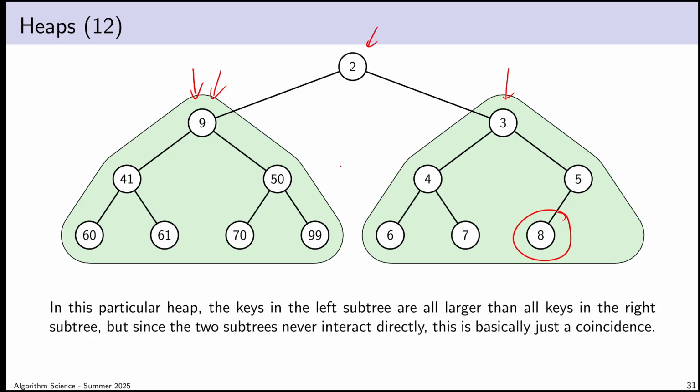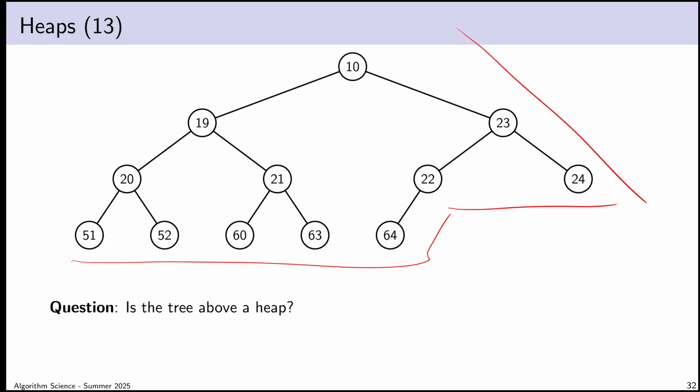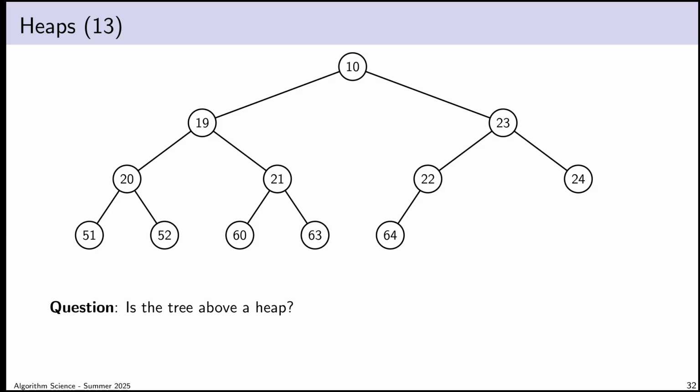Okay, back to our comprehension questions. Is this a heap? Okay, so I glance at it and I'm like, yes, the shape property seems to be satisfied, so I do seem to have a complete binary tree. So I'll just have to go through and look for violations of the heap property. Okay, so 10 is less than 19 and 23, 19 is less than 20 and 21, but then I have this. So 23 is not less than 22.